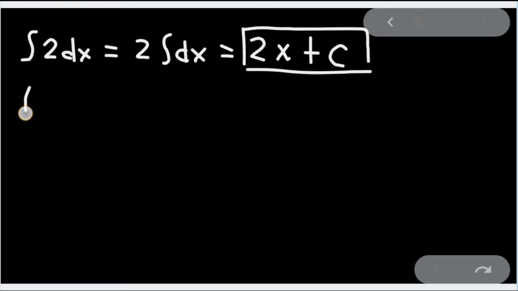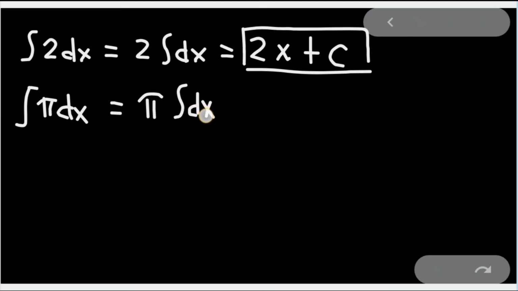Let's say we have the integral of pi dx. Our constant here is the pi. So what we need to do is to put it on the left side. So what we have now is pi times the integral of dx. The integral of dx is x. So what we have is pi times x plus c.